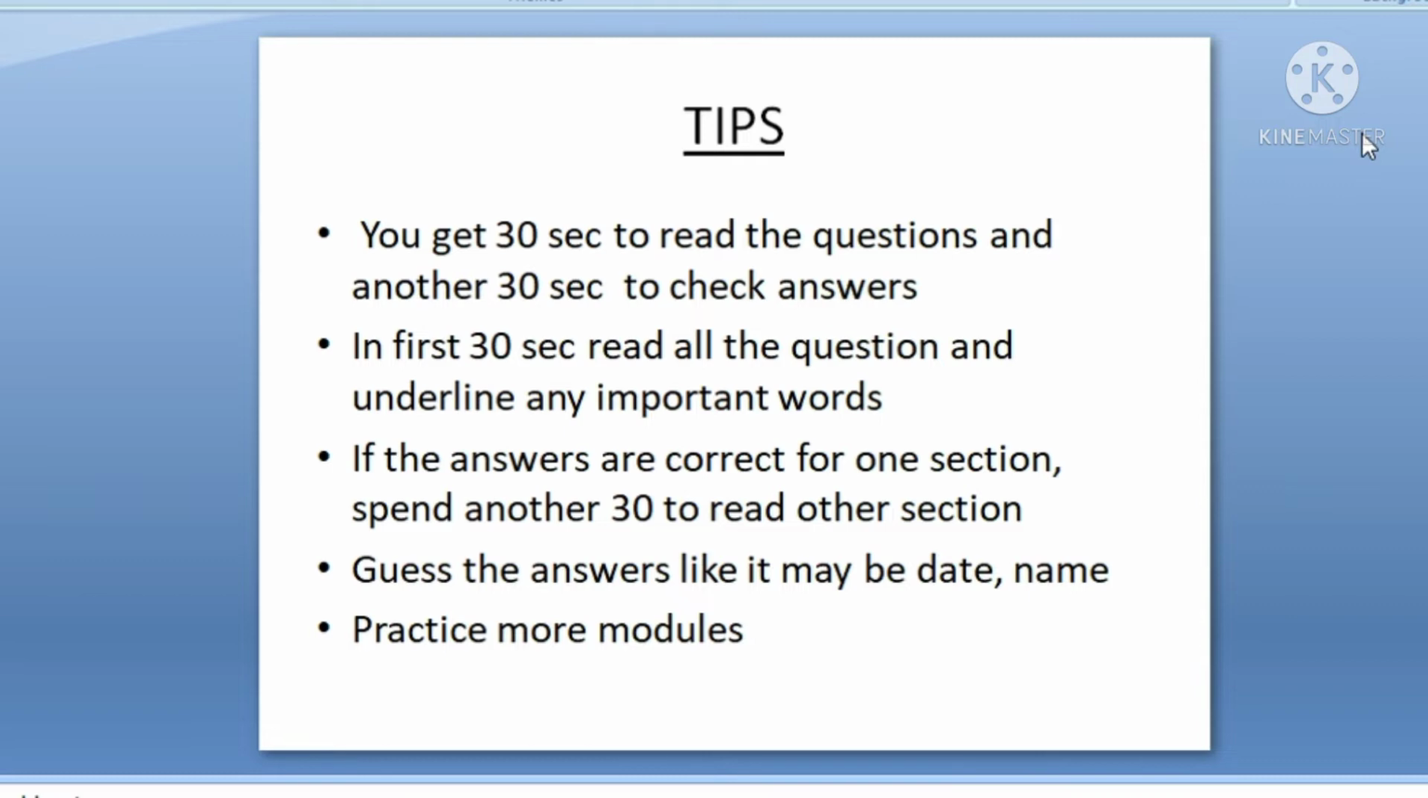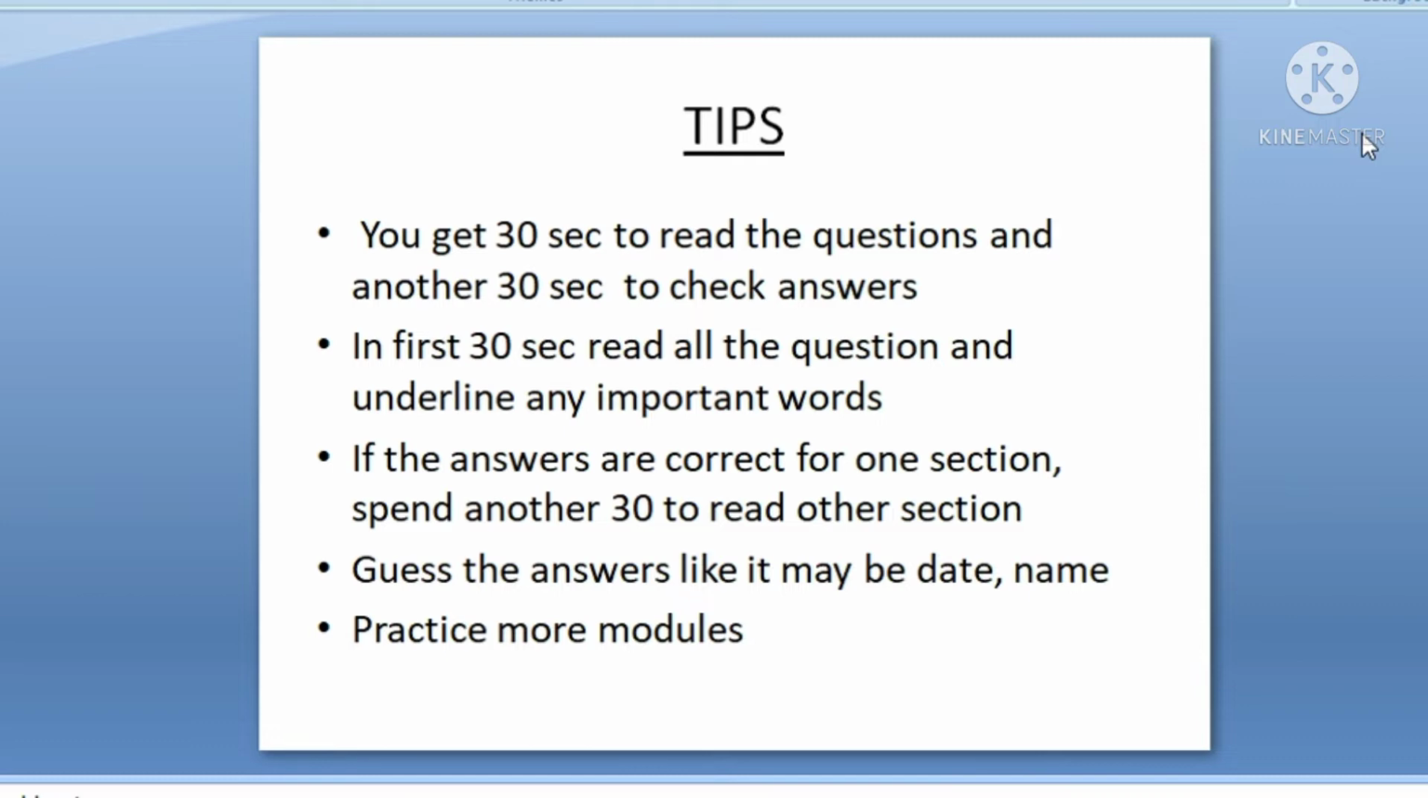At the start of the listening module, you will get 1 minute to see all the questions, and in the listening test there will be four parts: part 1, part 2, part 3, part 4. At the start of each part you will get 30 seconds to see the questions, and after the end of each part you will get 30 seconds to check the answers. Before starting part 1, you will have 1.5 minutes to check the questions. So first read all the questions in part 1, and after completion of part 1 you will get 30 seconds to check the answers.